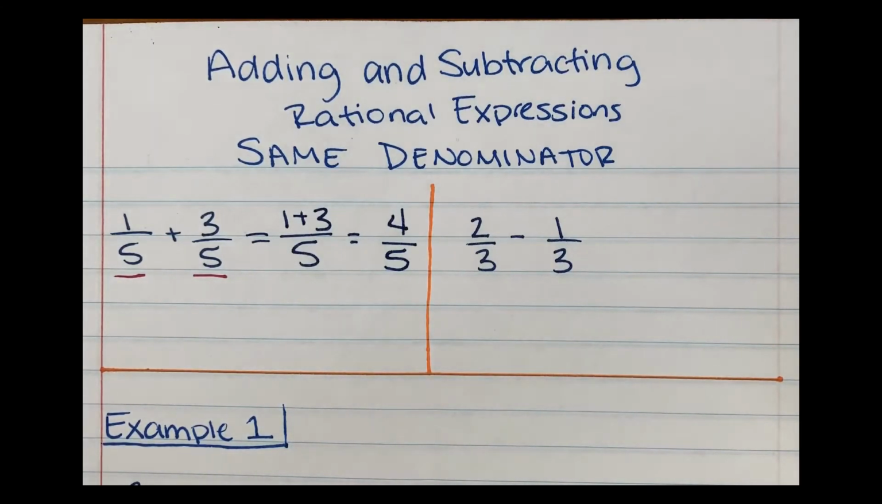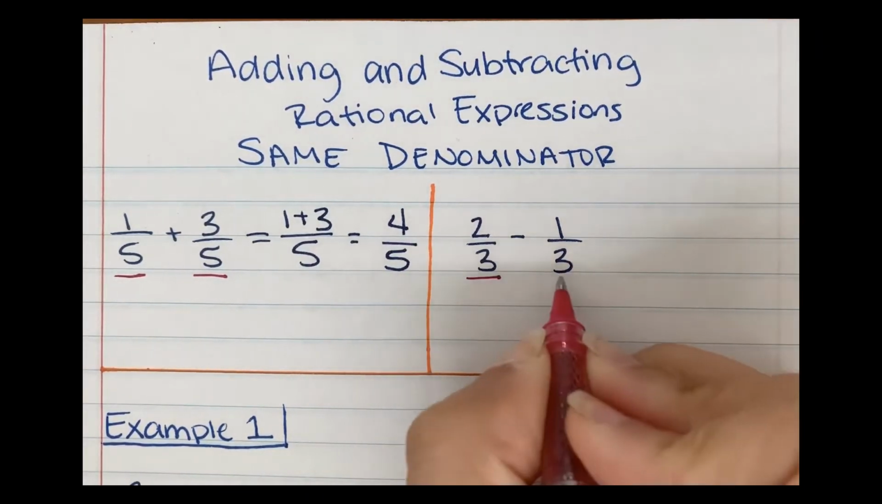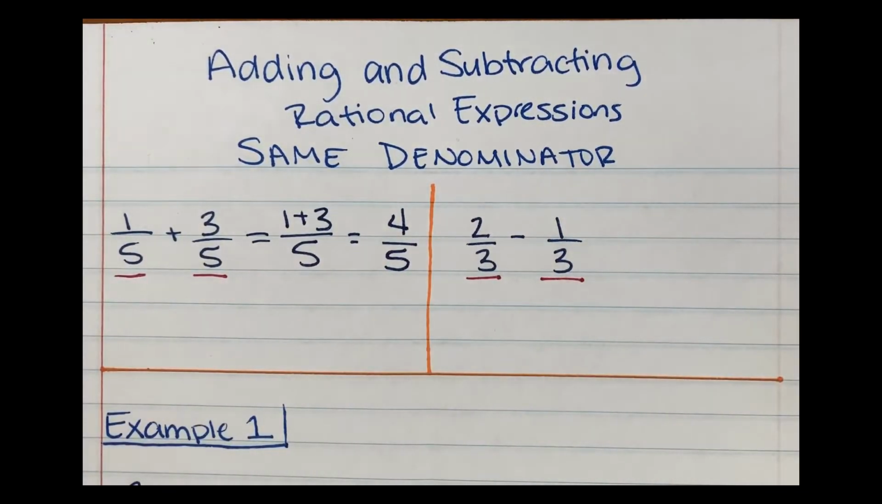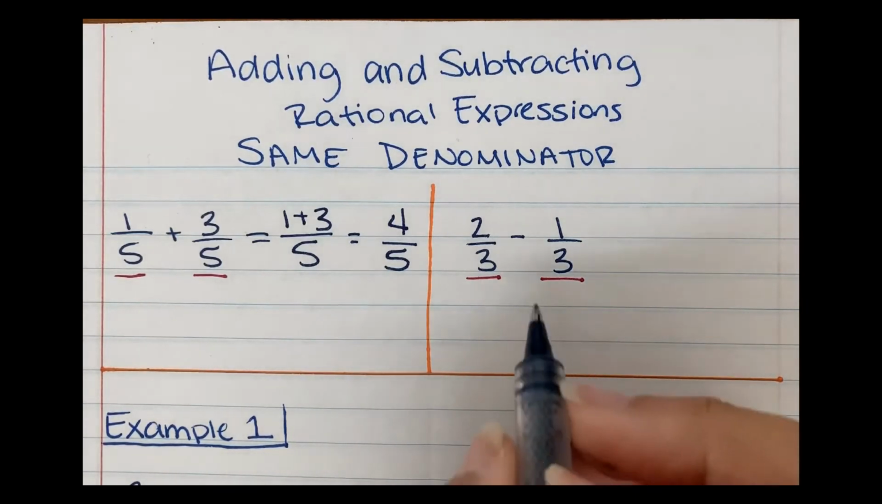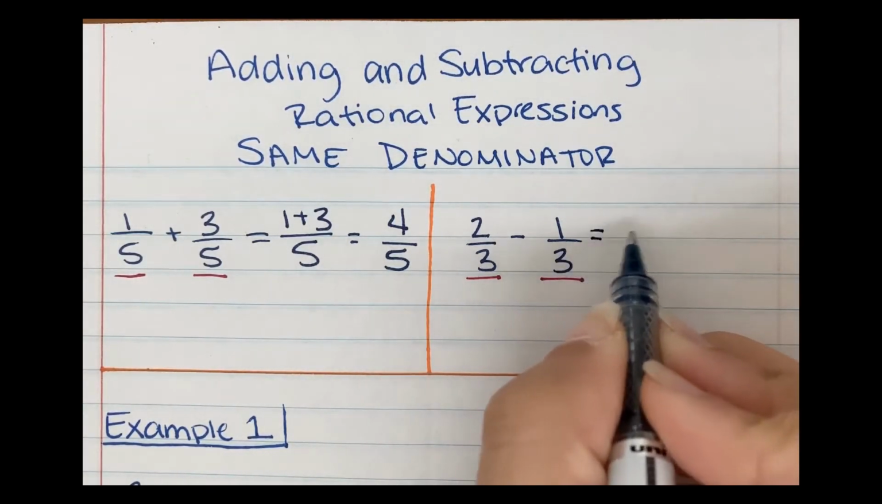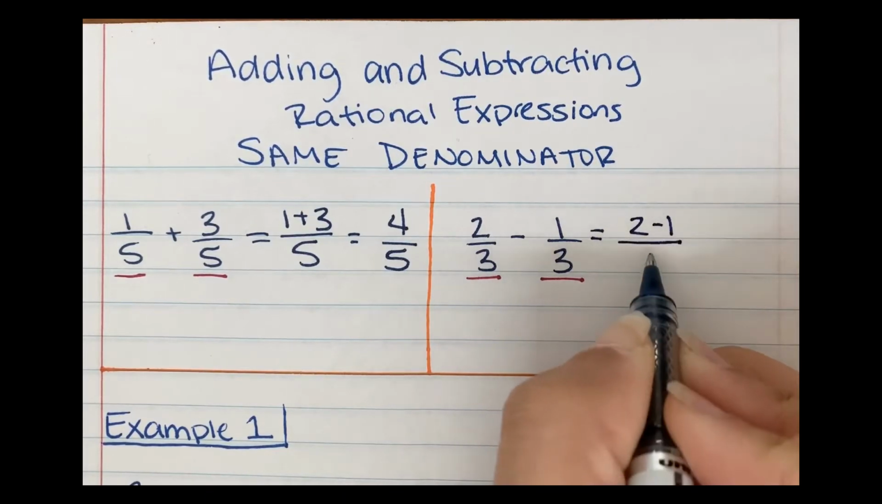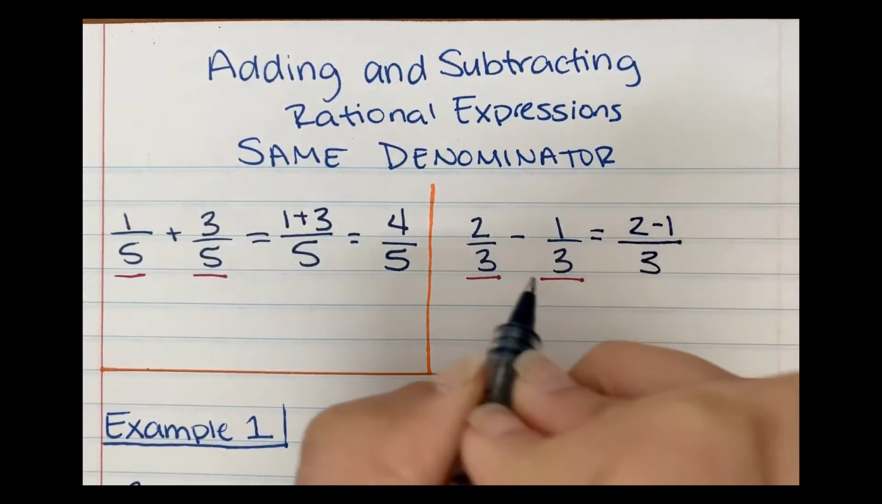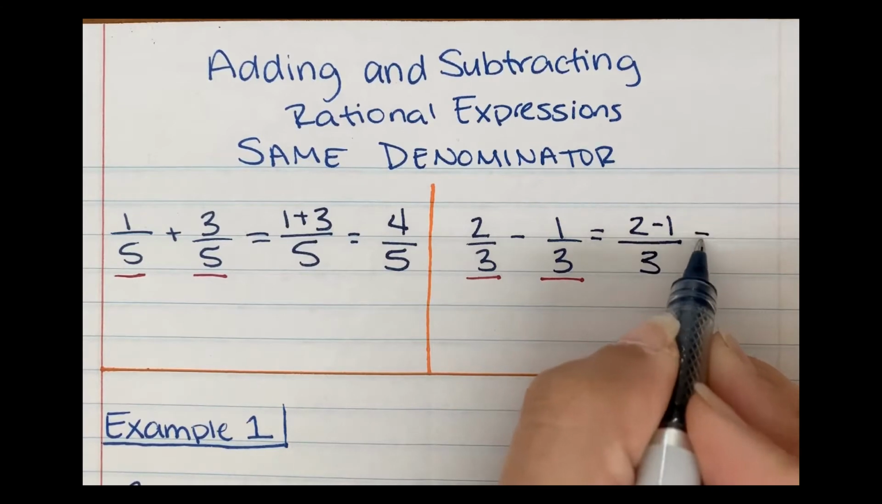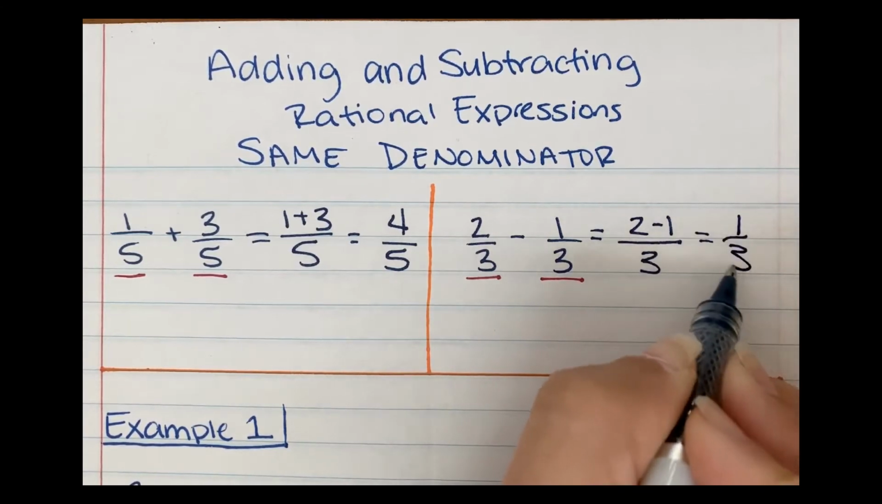For the second one, we have 2/3 minus 1/3. Notice denominators are the same. Our denominators are 3 for both problems. So we'll have 2 minus 1 over 3, which is 2 minus 1 is 1. So our answer is 1/3.